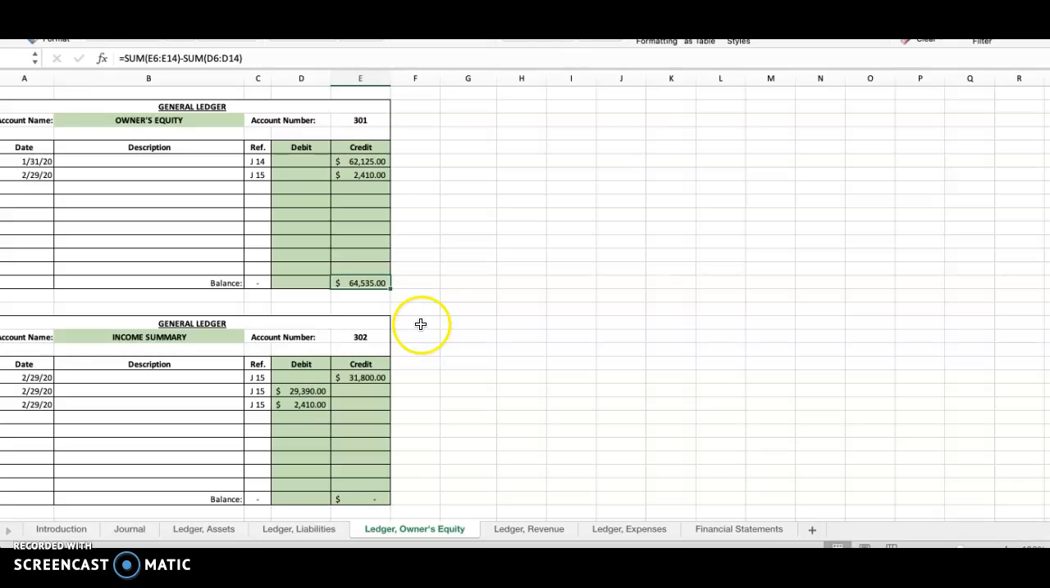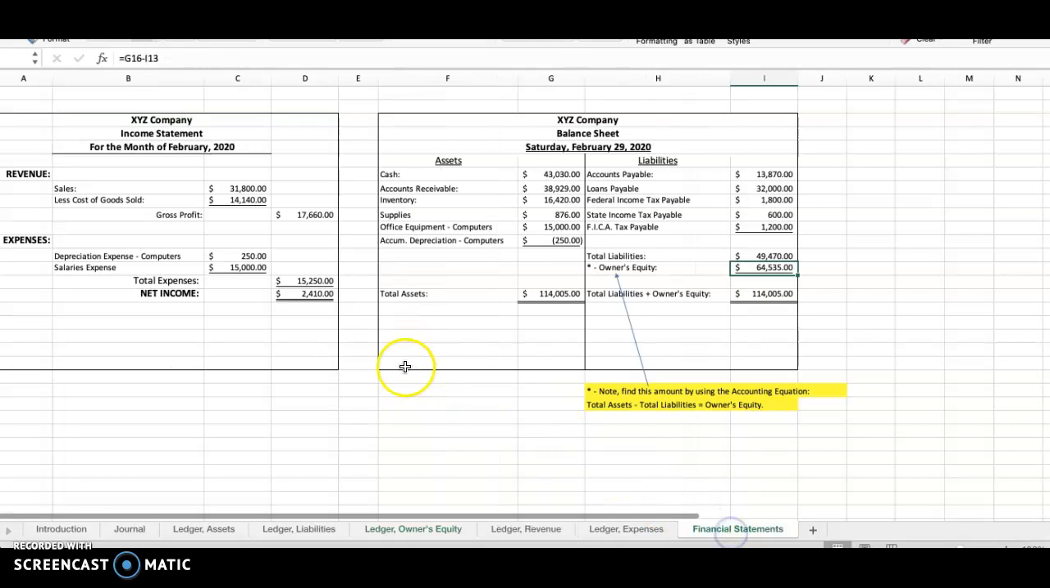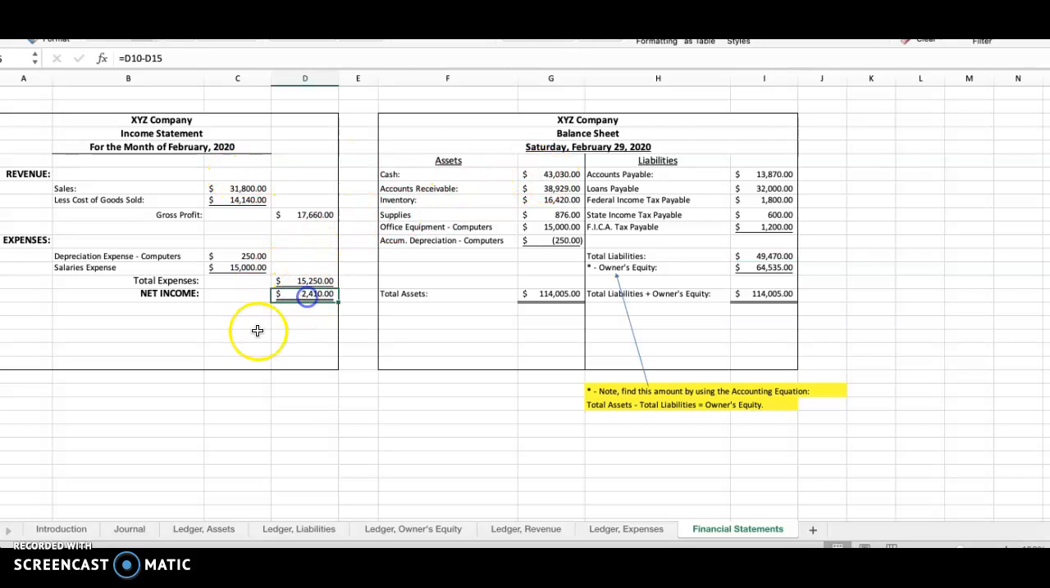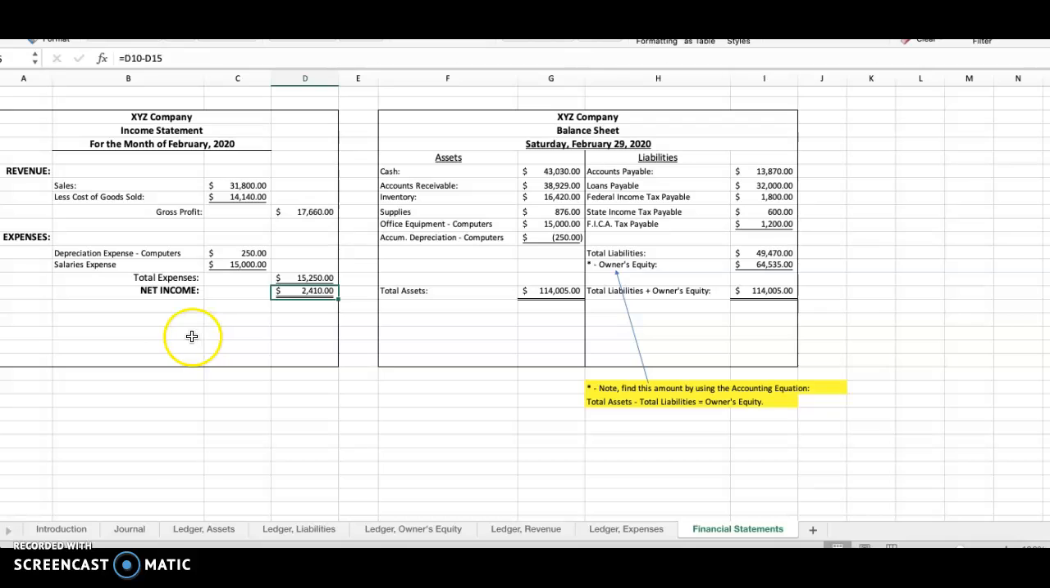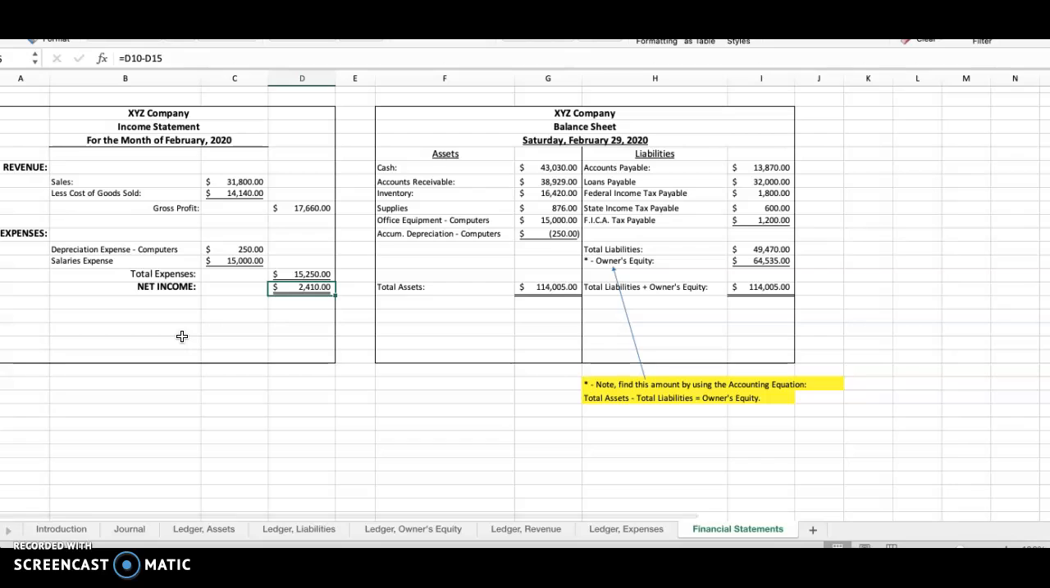And it makes sense because if you're thinking like an accountant, hopefully by now you're beginning to think that way. When we have the end of the accounting period and we make an income statement and we make a balance sheet, we've indicated that we have a net income. The XYZ company made some money. They made $2,410, and that ought to increase the value of the business. Where do you show the value of a business? You show it in the owner's equity account.